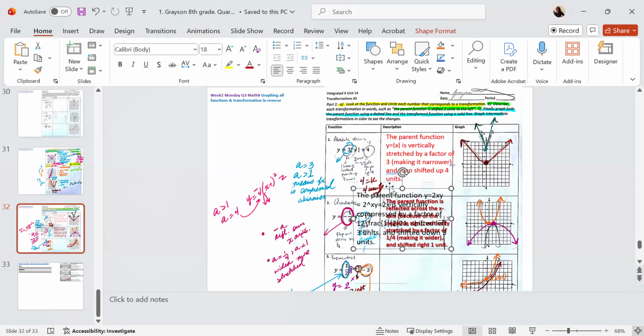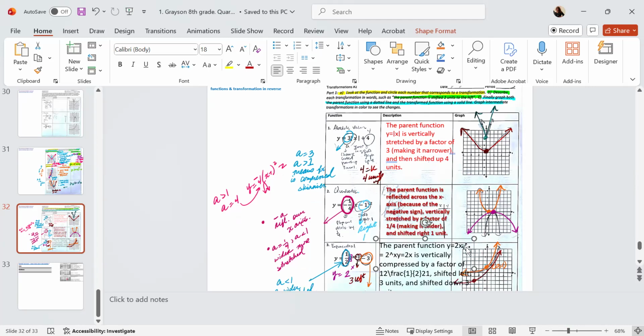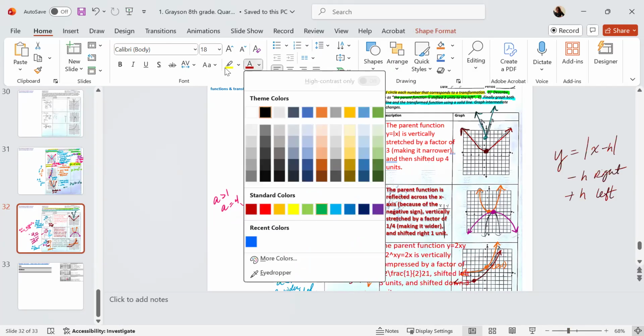Doesn't it shift to the right 3 units? No, because it's a positive 3. So it's left 3. When you have x minus h, a negative h is to the right. A positive h is to the left. That's okay. But does that make sense? Good. You need to make sure you memorize them. Okay, that's kind of important, buddy.